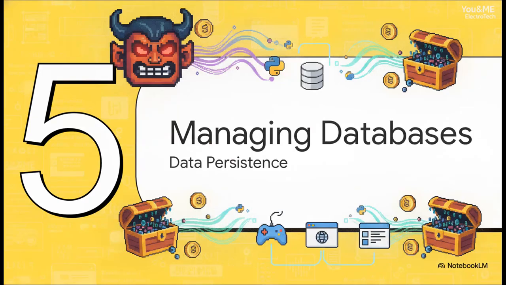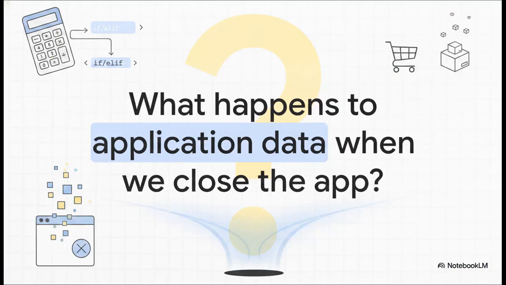All right, section 5, managing data with databases. We have officially reached the ultimate boss level of beginner programming, permanent data persistence. We've built games, we've built interfaces, we've talked to the web. But what happens to all the information we generate? Seriously, think about it for a second. What happens to a user's progress or a store's inventory when the program actually stops running?